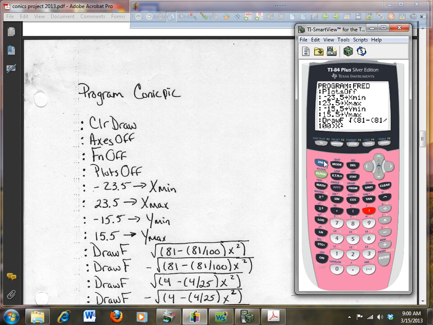Now I could check to see if it's working. I go second quit, and I can go program, and we're going to execute it, meaning run it. All right. So if I run it, I hit enter, and you should get a nice top half of Fred's head. Right? Got it? Good.